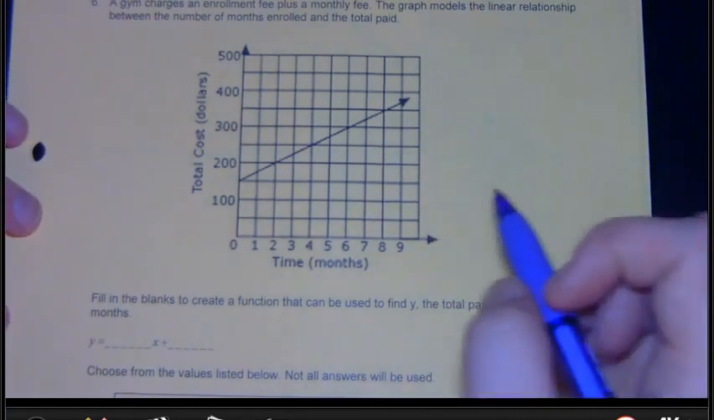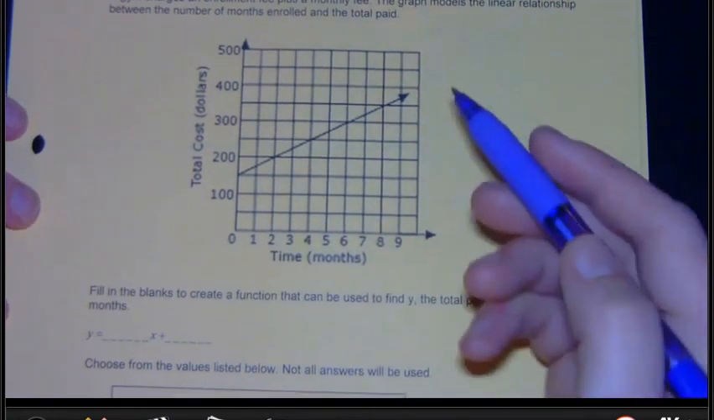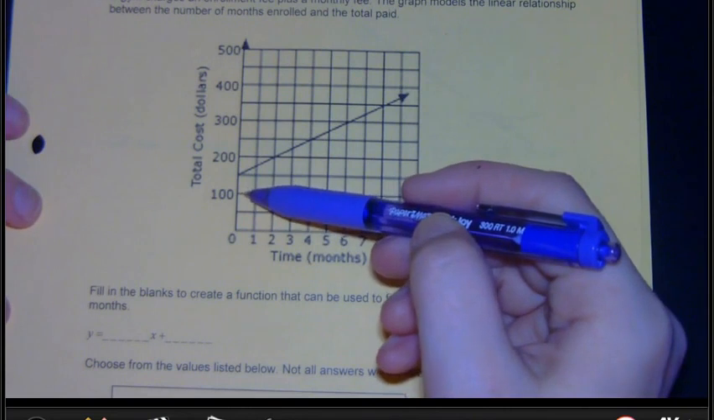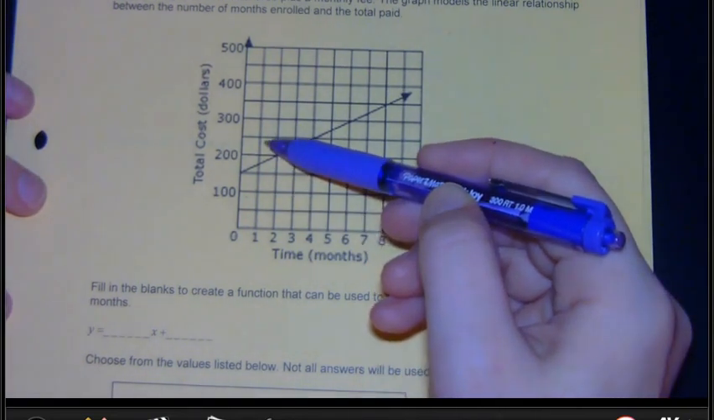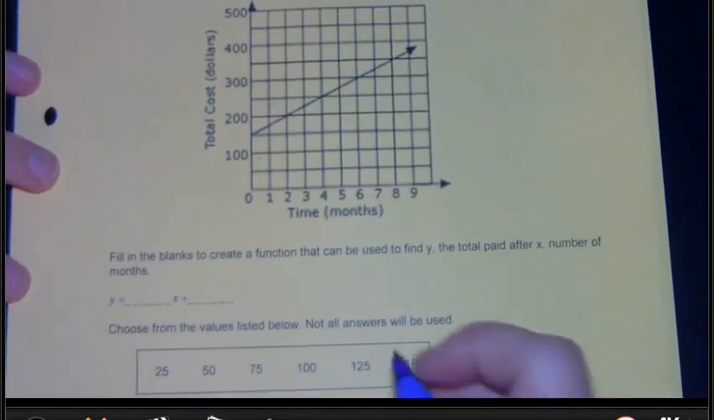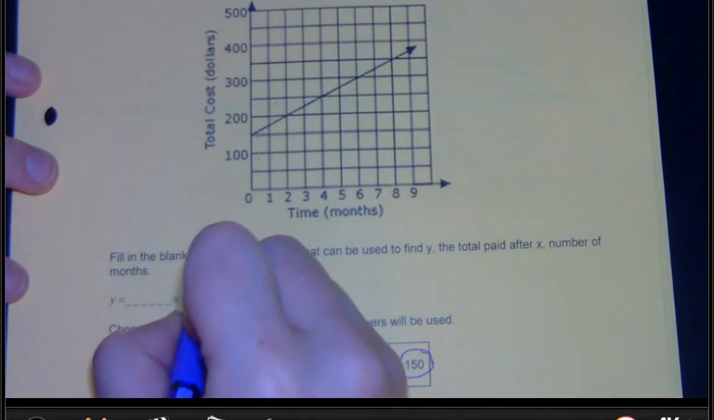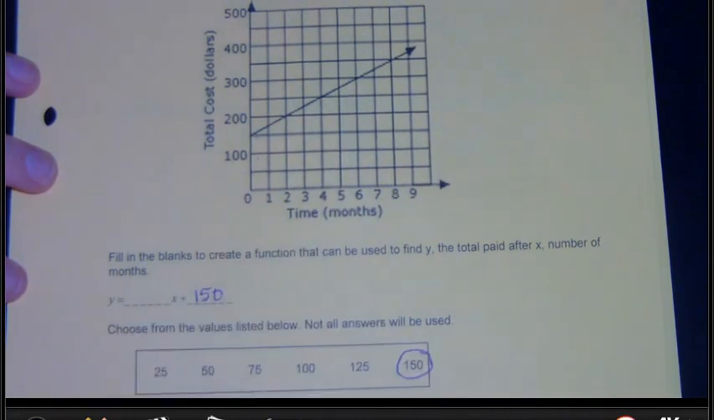Okay, so I need to find my slope and I need to find my y-intercept. So if I take a look here at my y-intercept, I know that I'm between 100 and 200. And I look like I'm really close to being about 150. So I am going to say that my y-intercept is 150.